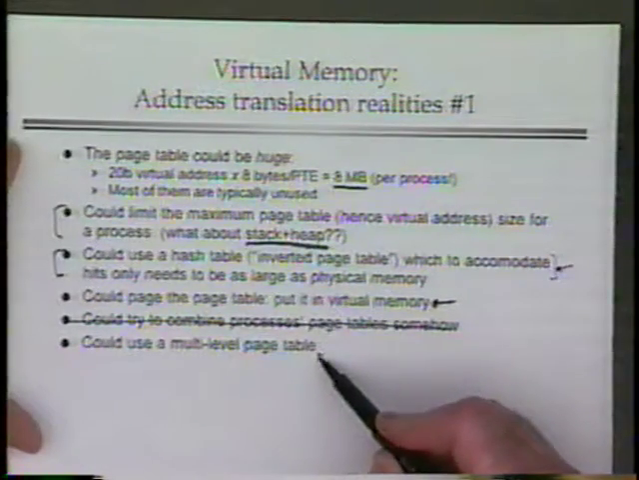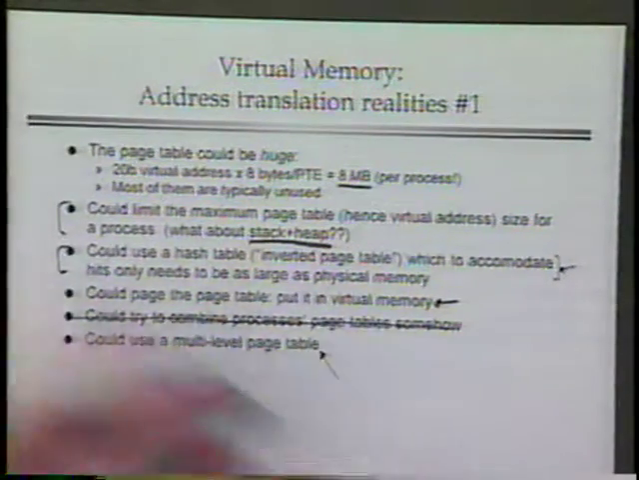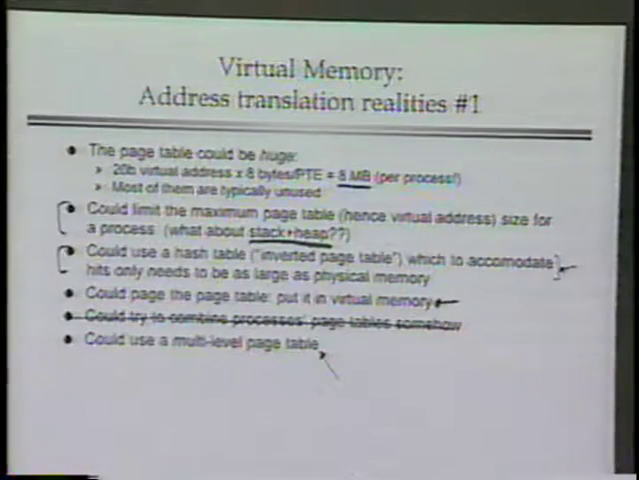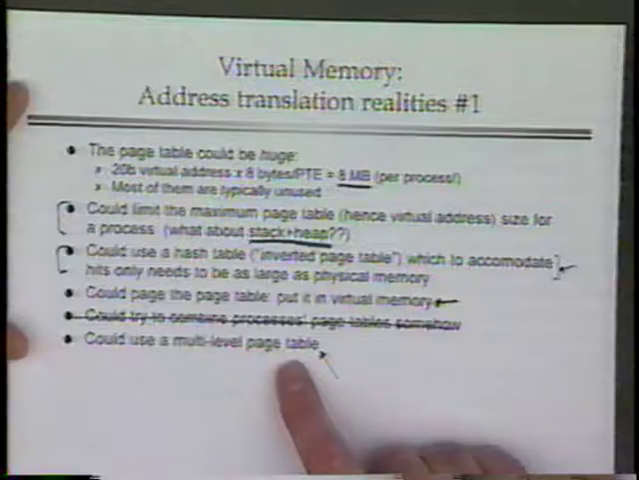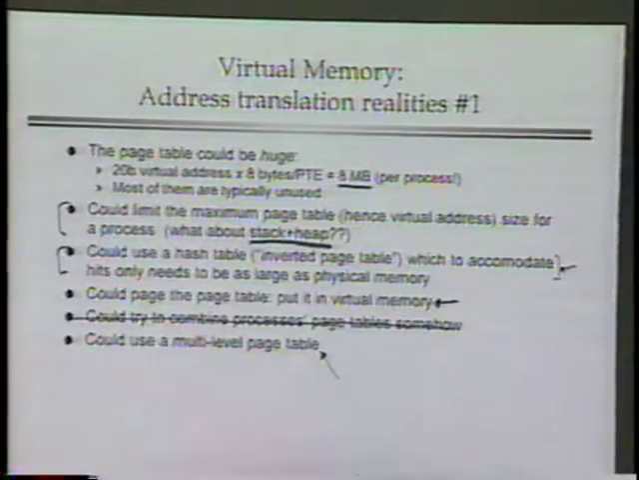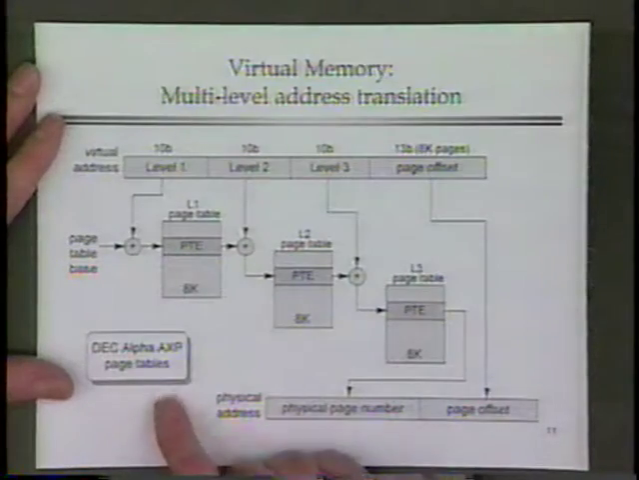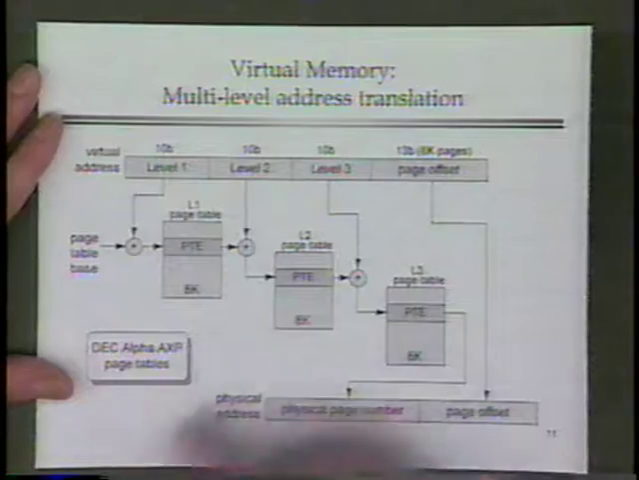The last scheme, which is one that, in fact, most of the architectures with very large virtual address spaces tend to do, is to use a multi-level page table. And the next slide shows how that works, and in fact shows how it's organized for the DEC Alpha.